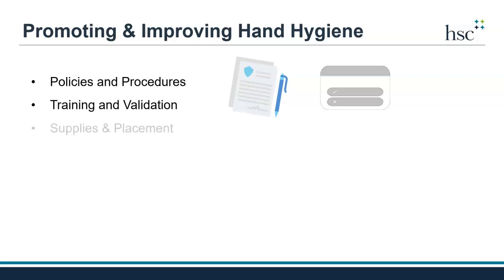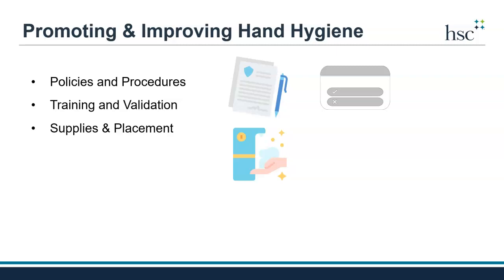Having the right supplies in the right spaces and places is also very important to promote and improve hand hygiene. Sinks, soap and water, and alcohol-based hand rub dispensers should be accessible in areas where hand hygiene is important, including where resident care occurs, where food is prepared, and where medications are prepared.